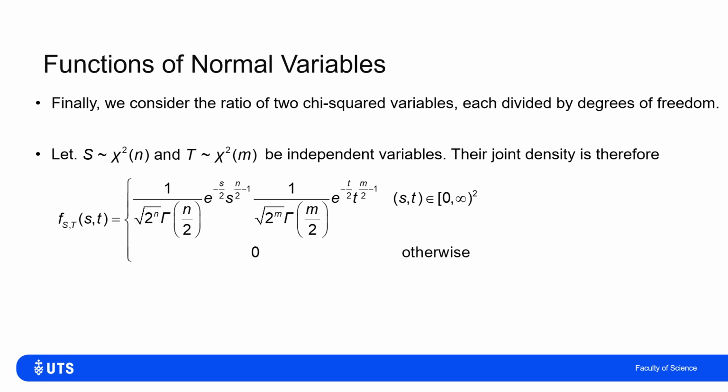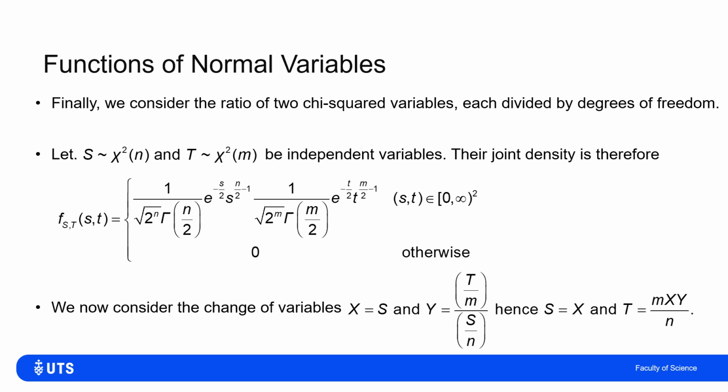So we've got the distributions of two independent chi-squareds with n and m degrees of freedom. They're independent, so the joint density is just the product of the two densities. Now for my change of variables, again I'm going to do this through a Jacobian, so I'm going to do the x equals s transformation, even though that's a little bit pointless. And y is t over m divided by s over n. So it's the ratio of both of these divided by their own degrees of freedom.